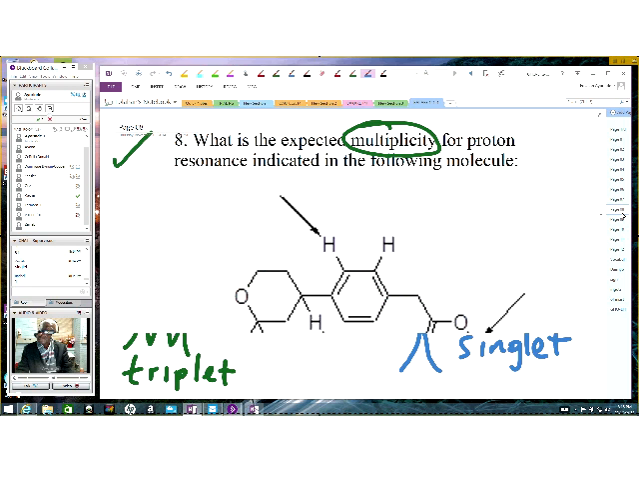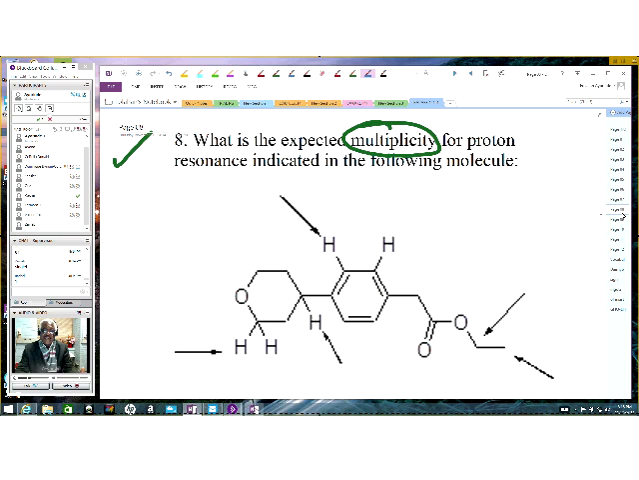The question is, what is the multiplicity for proton resonance indicated in the following molecule? Let me put numbers on this so it makes it easy for us to interact with each other. These two hydrogens here, let's call this 1. This here, let us call hydrogen 2. Let us call this hydrogen 3. Let us call this 4. Since we have an arrow here, let us call this hydrogen 5. And this methyl at the end, let us call this 6.